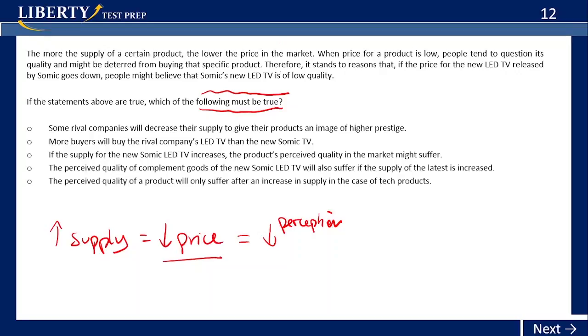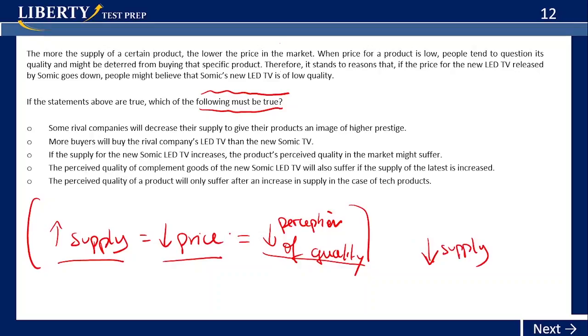Okay, so we have this relationship here. The more the supply of a product, the lower the price, and the lower the perception of quality of that product. Now let's see what we can find as an answer. Letter A: some rival companies will decrease their supply to give their products an image of higher prestige. So they say some companies will lower the supply looking for the opposite effect, that the price goes up and you also have a higher perception.